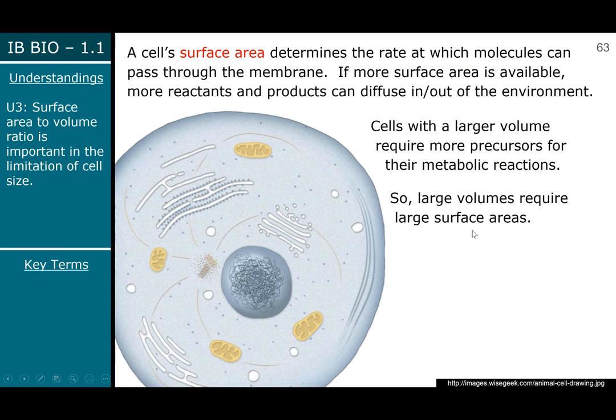A cell's surface area determines the rate at which molecules can pass through the membrane. If there's more surface area available, more reactants and more products can diffuse in and out of the environment. Well, that makes sense. The more space there is for the cell to have contact with the extracellular environment, the more opportunities there are for things to come in and out. So cells with larger volumes require more precursors for the metabolic reactions, right? If they are bigger on the inside, remember, they're going to need more of those chemical reactions. So they need a large surface area to get that stuff in.